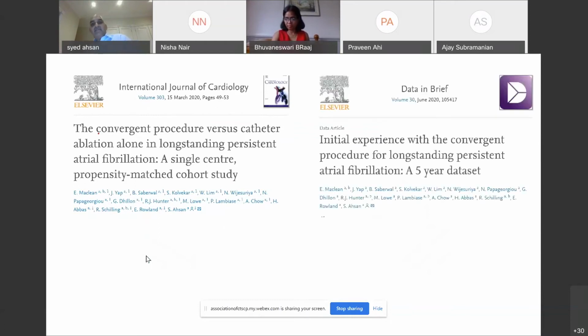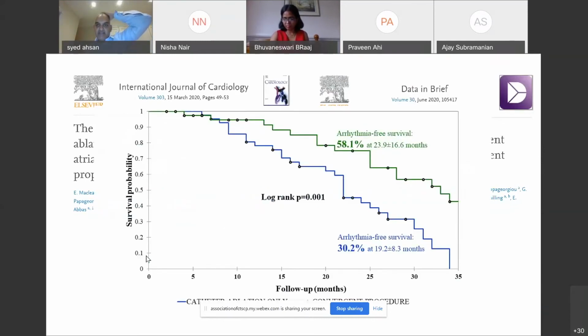So we looked at our data at Barts and the Heart Hospital beforehand, and we basically randomized patients retrospectively to two groups: those patients in green who underwent the convergent procedure, and those in blue who had a catheter ablation. Now remember, these success rates don't look particularly good, 58%. You could argue, well, this is not great.